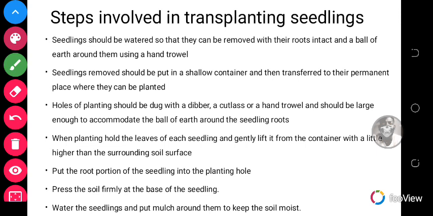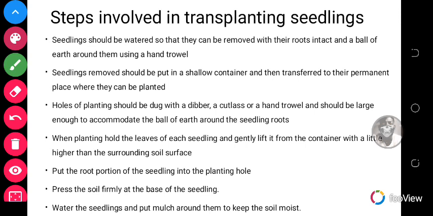So that would be the last step after you've transferred your seedling from the nursery bed and brought it to the field. Then you dip it into the hole, you cover it nicely, you water, and then you mulch. So these are the steps involved in transplanting seedlings.